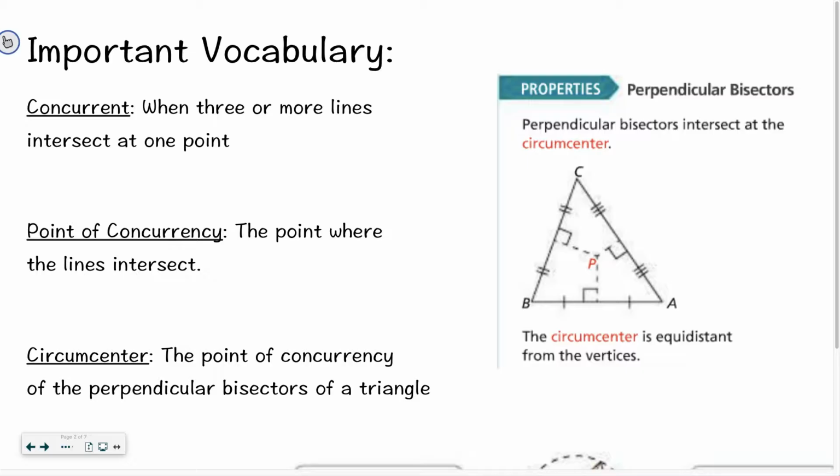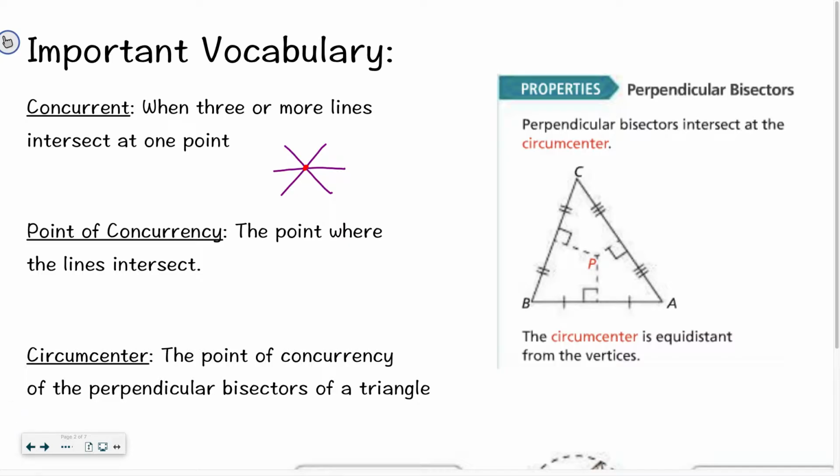So let's start with the word concurrent. Concurrent is when you have three or more lines that intersect at a point. So if I had these three lines, those three lines would be concurrent because they meet at one point. They meet at this single point, and that point is called the point of concurrency.